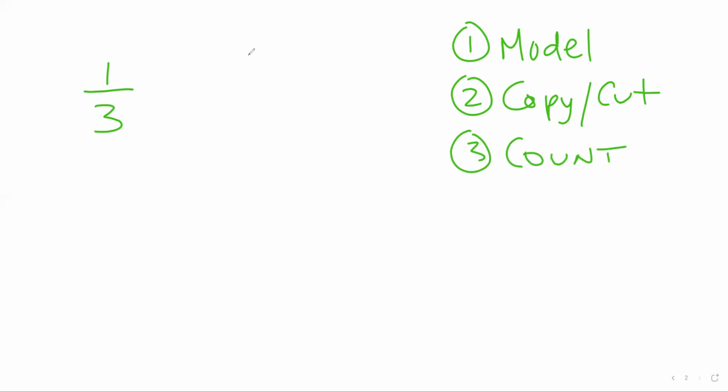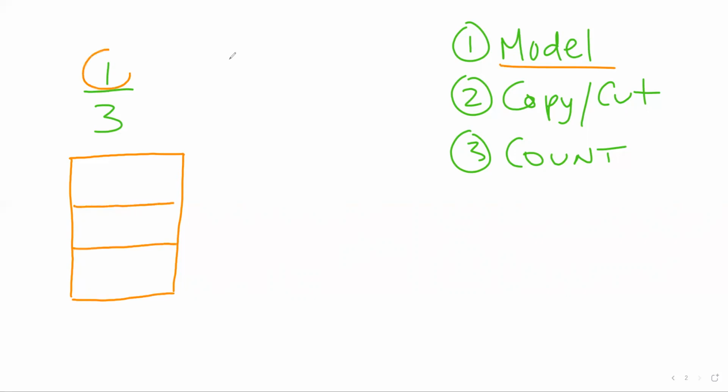So let's do that. So step 1, model. I have 1/3 here, or 1 out of 3, or 1 divided by 3, or however I want to read this fraction. So the first thing I'm going to do is I am going to model this fraction. So the denominator tells me I have 3 equal pieces. The numerator tells me one of those is the one that's shaded in. So there's my model. Makes sense. I just modeled 1 out of 3, 1/3. And now let's move on to the next step.